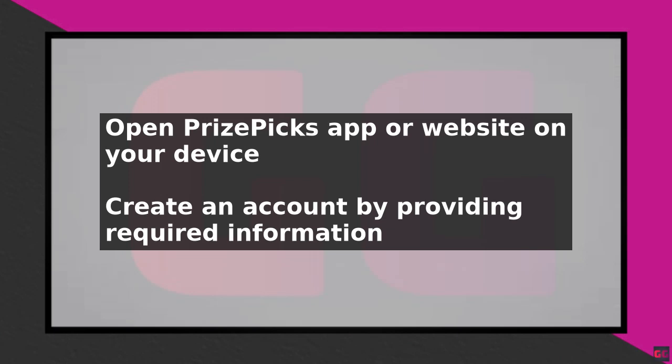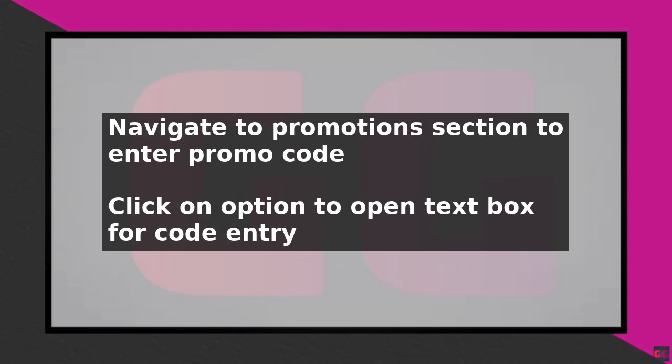Look for the option to enter a promo code, which is usually located at the top or bottom of the page. Click on this option to open a text box where you can enter your code. Carefully type in the Prizepicks code, making sure to enter it exactly as it appears, including any uppercase or lowercase letters and numbers. After entering the code, click the Submit or Apply button to redeem your reward.